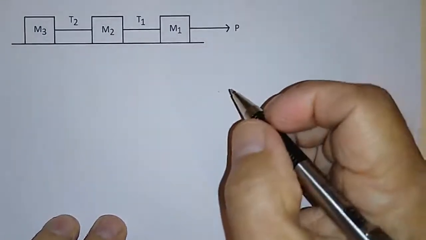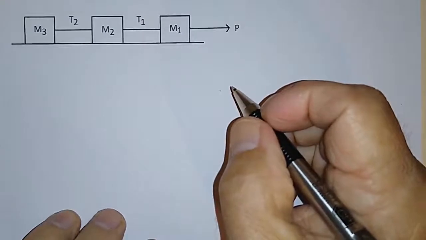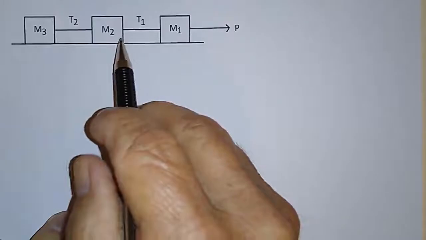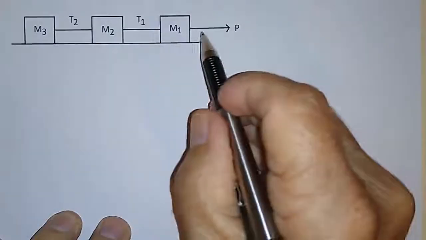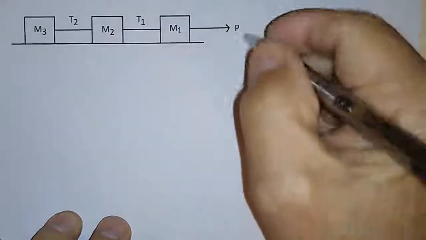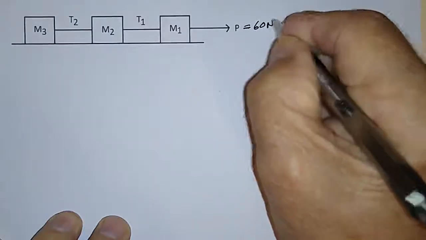Alright, here's a problem that kind of shows the essence of Newton's second law. Let's say we have three masses that are connected by cords like this, and then we pull on this whole system with a force P equals 60 newtons, let's say.